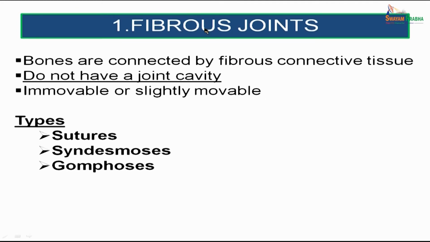So, first we have fibrous joints. They are called as fibrous joints when the bones are connected by fibrous connective tissue. These joints do not have a joint cavity and they are usually immovable or very slightly movable. There are three types of fibrous joints: sutures, syndesmosis and gomphosis.